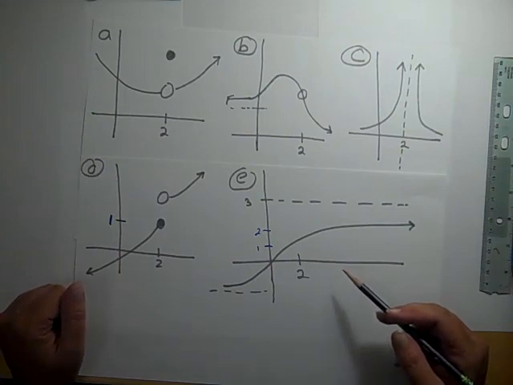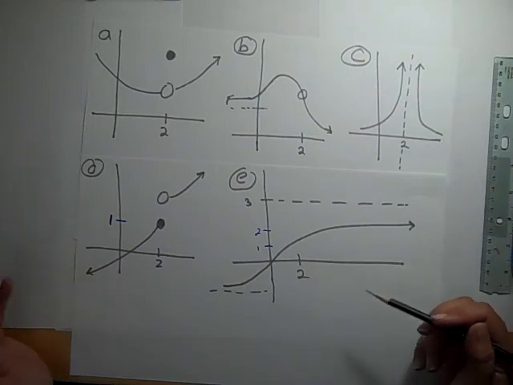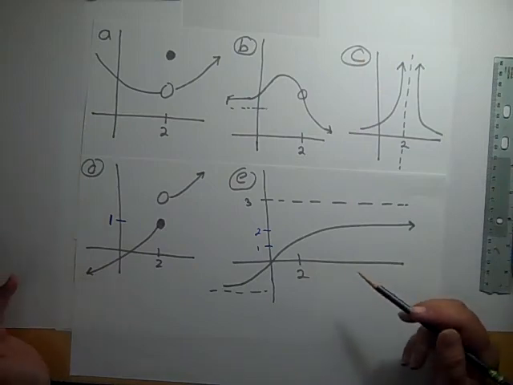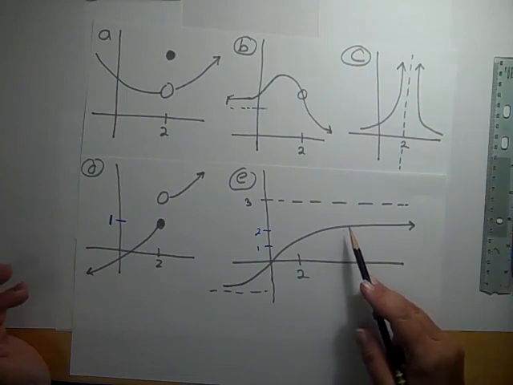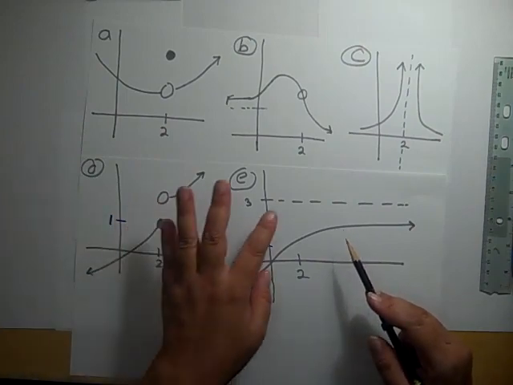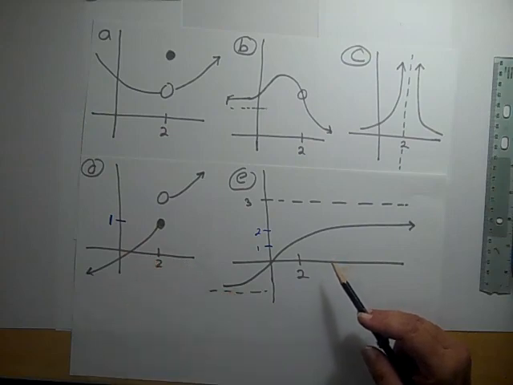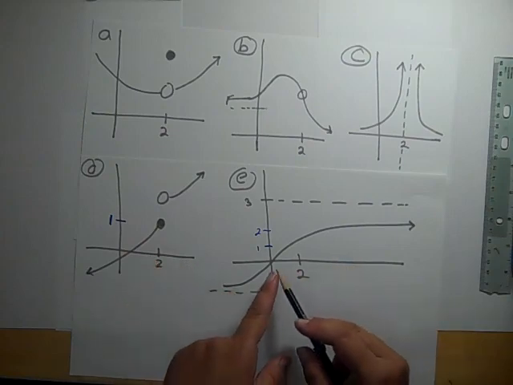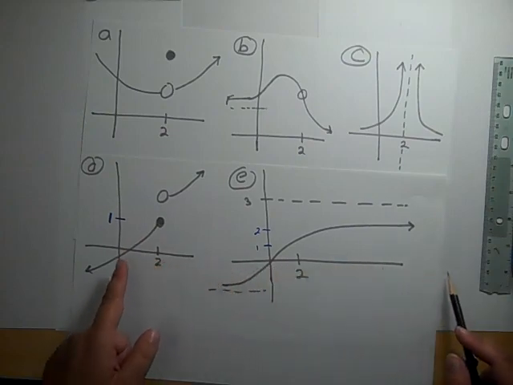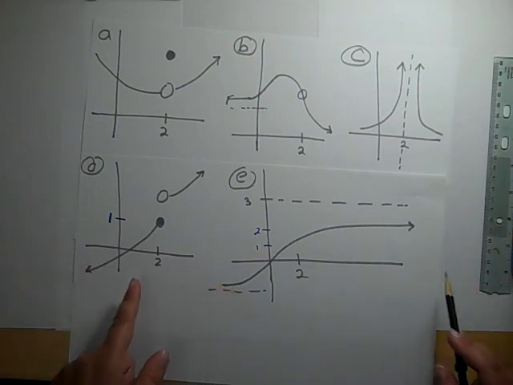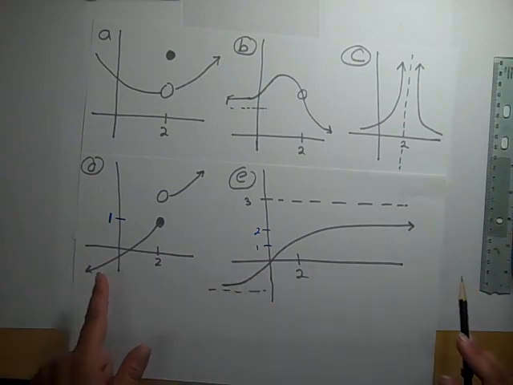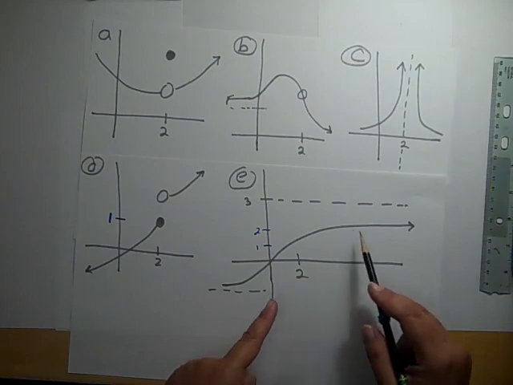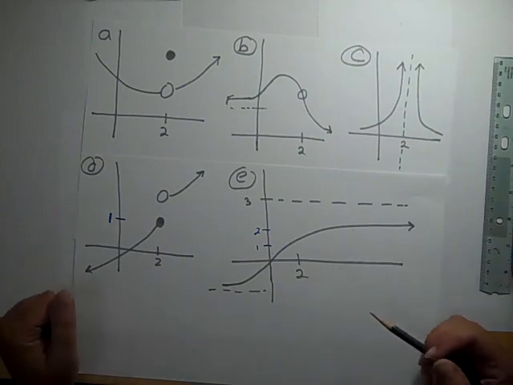Okay, number 5. Which graph is continuous for all real numbers? So we're looking for a graph that has absolutely no holes and no breaks in it. Our only option is letter E. Now don't let these dotted lines throw you. When we say for all real numbers, we mean all the possible x's. So no matter what x I put in, I'm always going to get a y value here. So we're fine.